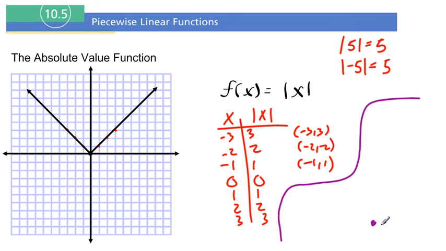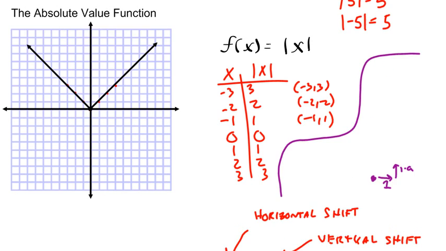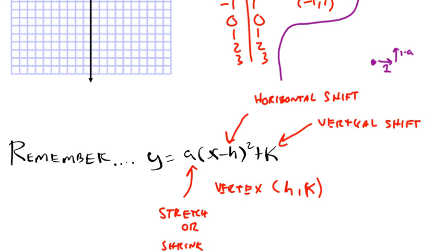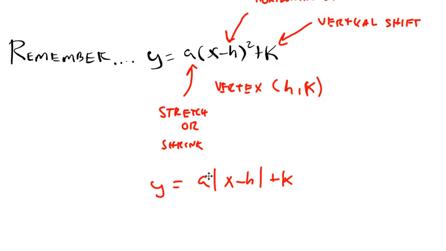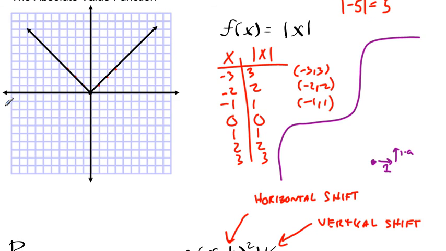From the vertex, you will always go over 1, and you will always go up 1 times a. Again, our a is the leading coefficient of our absolute value. That's going to give us one point right there. If you want to get a second point, you're always going to go over 2, and you will always go up 2 times a.